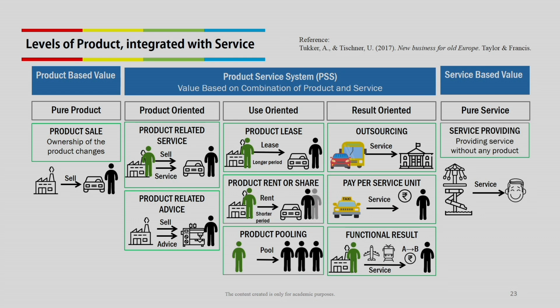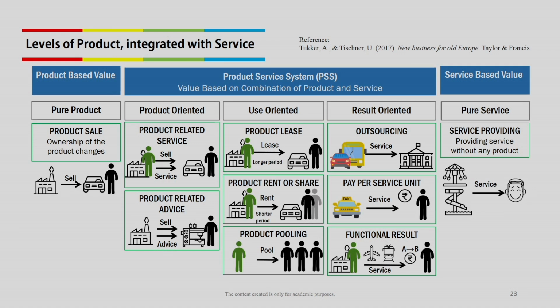Next level is use oriented. In this there are three levels. One is product lease. So, when you are taking a product for longer period on lease, you are getting the product and as well as you are taking the service. For example, if you pay $3,000, you can take Rolls Royce for 1 month.